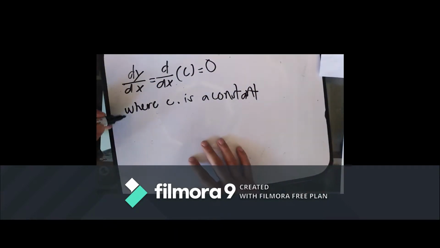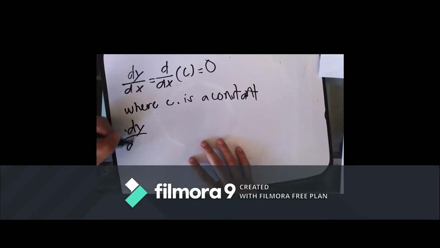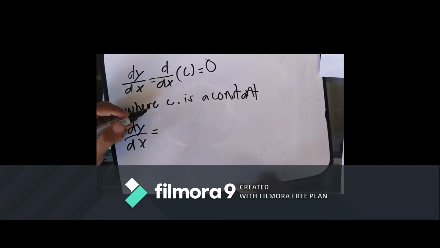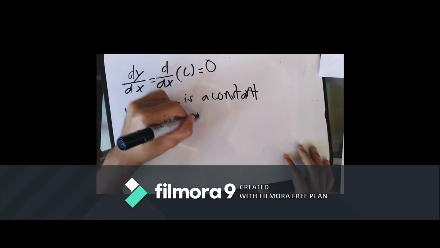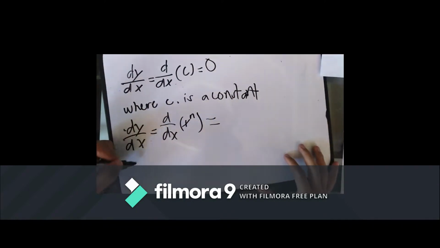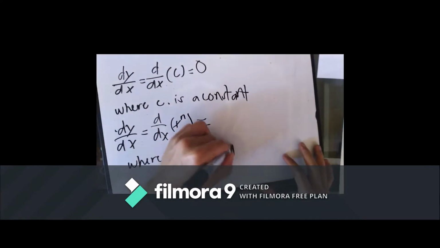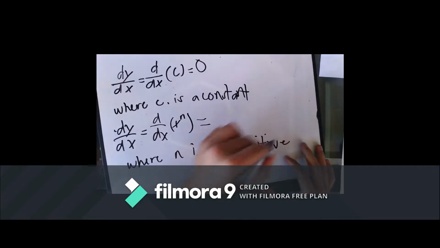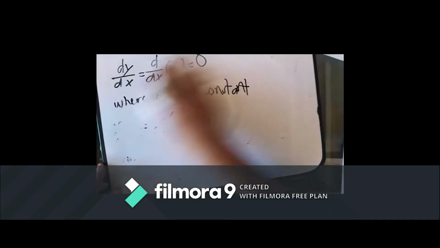Second, the derivative of power, which is dy over dx is equal to d over dx times x to the power of n, where n is a positive integer.